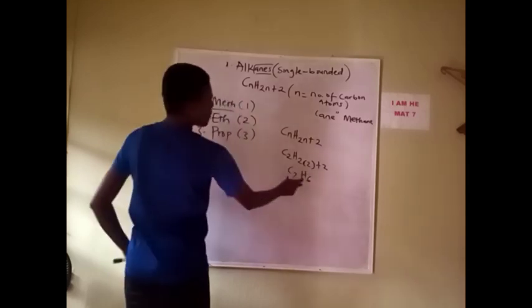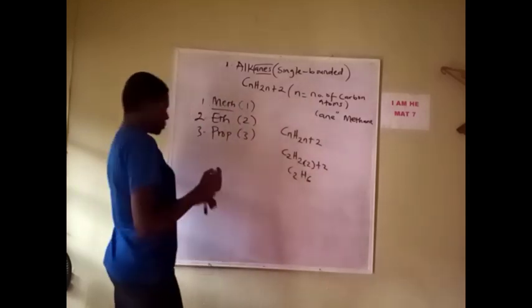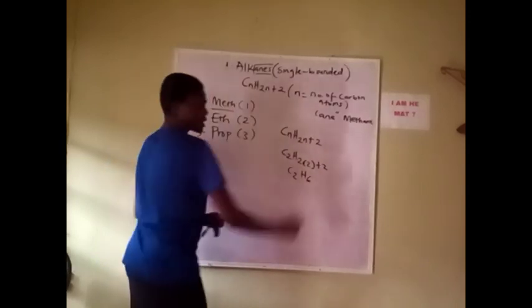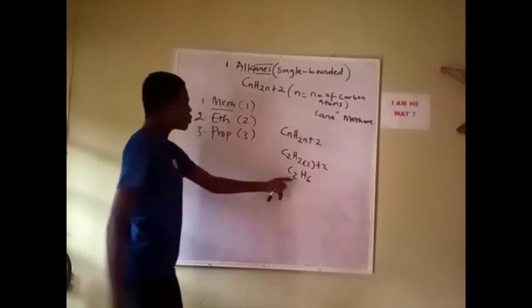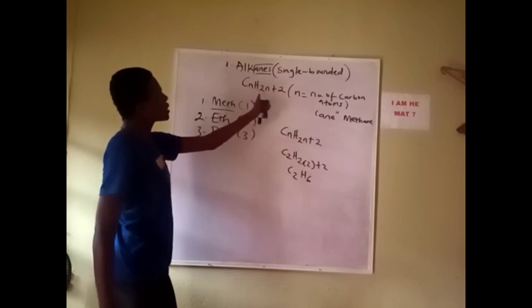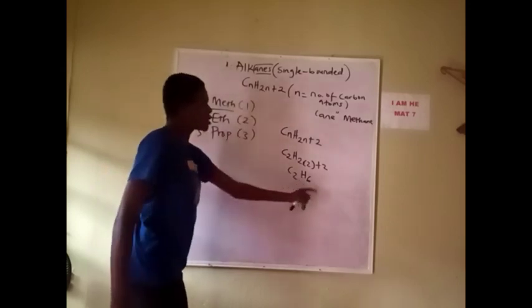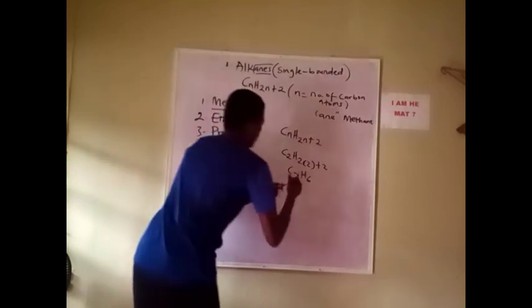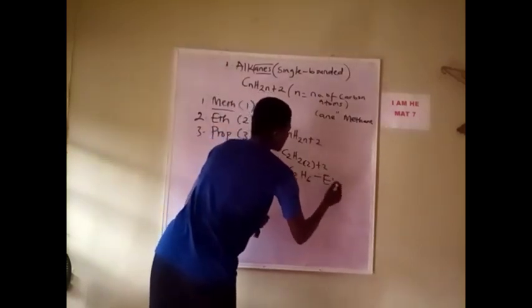So from this now, what is the name of this organic compound here? C2H6. Now from the formula CnH2n plus 2 will give us what? C2H6. That's what? An ethane. Okay, it is called an ethane.